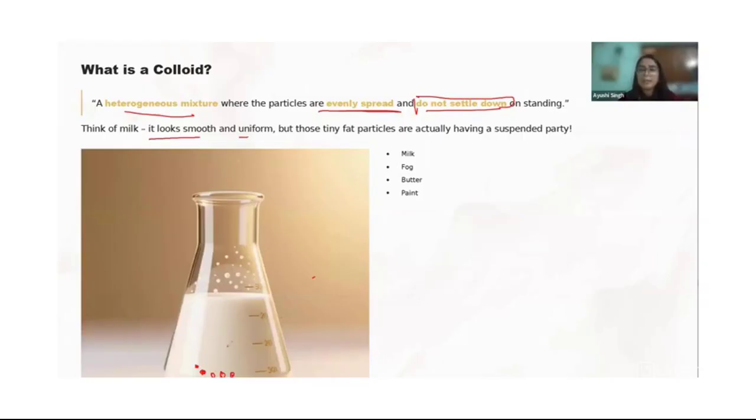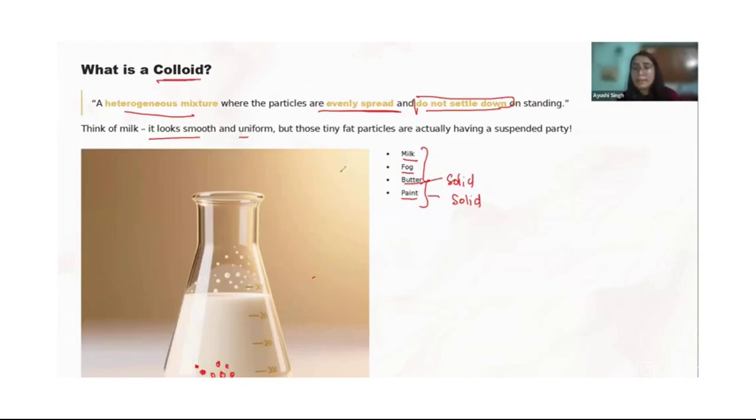So here it's not like the protein is going to settle down at the bottom of the milk, right? That isn't the case. That is why we keep milk under a very different category, that is colloid. For example, milk, fog, butter, paint. These are all colloids, even though you think butter is a solid, or maybe paint turns into solid later. So there can be different phases of the dispersed phase. It doesn't have to be a liquid only to be a colloid. It can be a solid also, a gas also, right? So fog, butter, paint, milk, all these are examples of colloids.